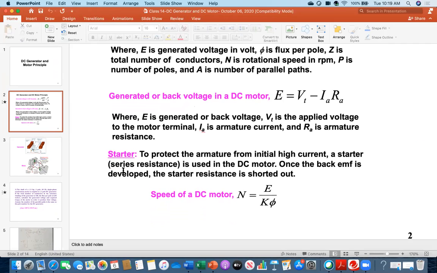And then I have written one thing which is called the starter. Just for a moment you read it, and I am explaining going to the board, then you will be clear. To protect the armature from initial high current, a starter, which is called series resistance, is used in the DC motor. And once the back EMF is developed, the starter resistance is shorted out. So what does that mean? Let's take you to the board.